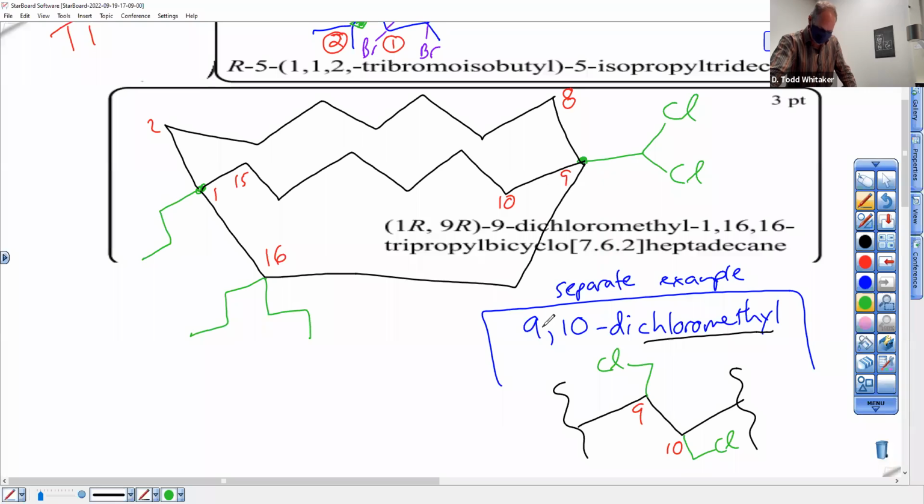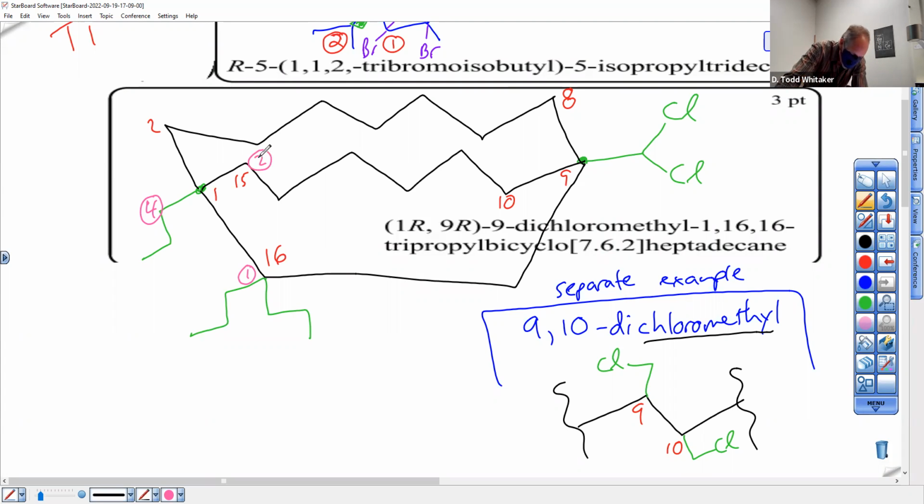Okay? So good, this came up like this. Now it's just about the stereo centers. We need to make sure 1 is R and so is 9. So tell me if I lose you here. A carbon with nothing but carbons is 1. A carbon that only has 2 more carbons is 4. A carbon with a bunch of carbons is going to beat a 4.